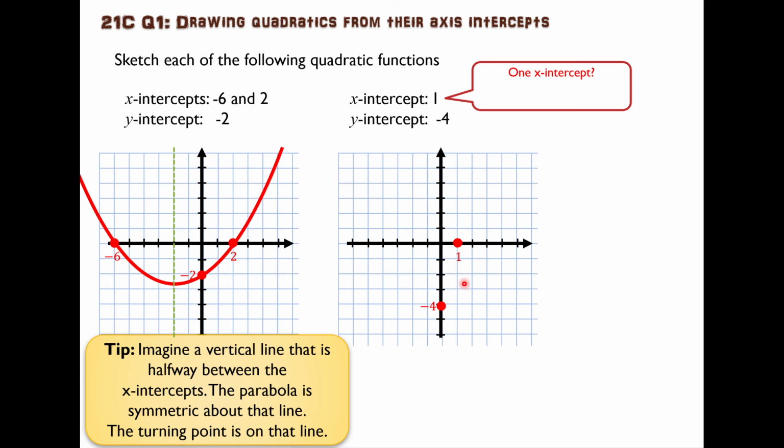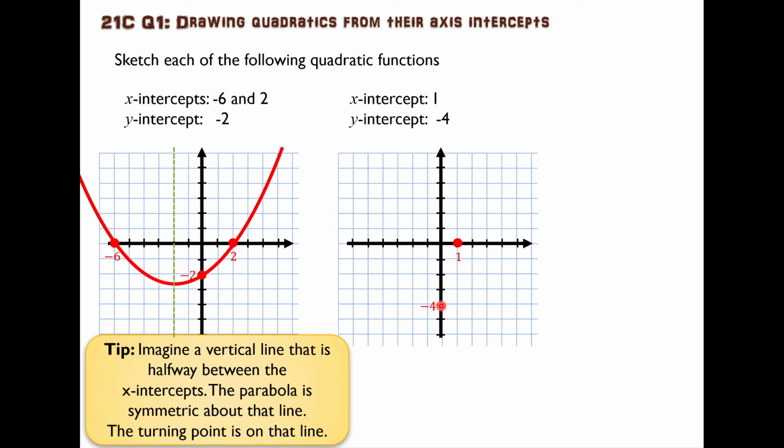Therefore, if there is only one x-intercept, you know that it has to touch the x-axis and turn back around. That is a terrible diagram. It has to touch the x-axis and turn back around. So you'll always have one y-intercept. In this case, I've put it at -4, so I go to my y-axis, which is here. -4 down, 1, 2, 3, 4. So I put a dot there.